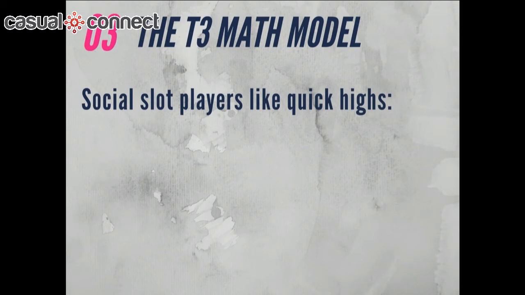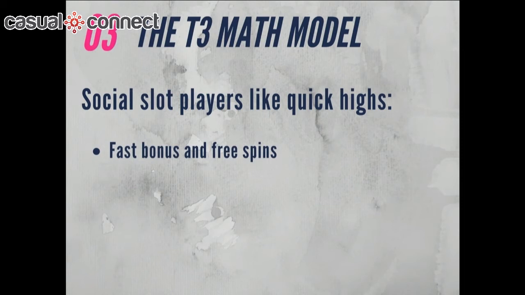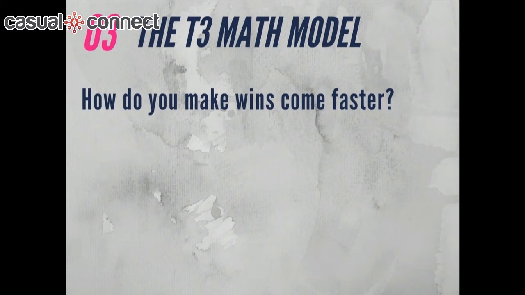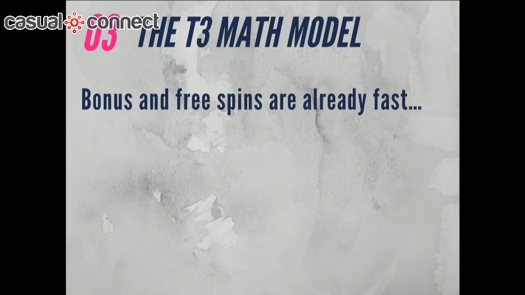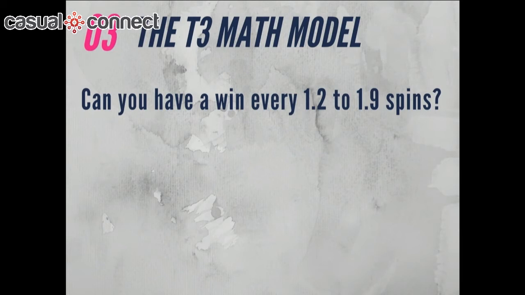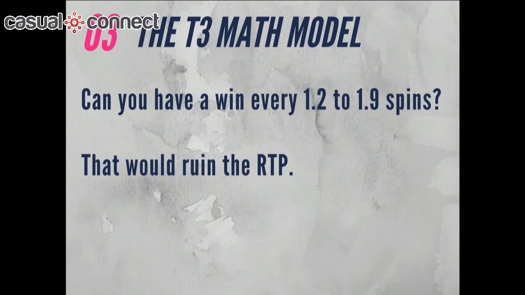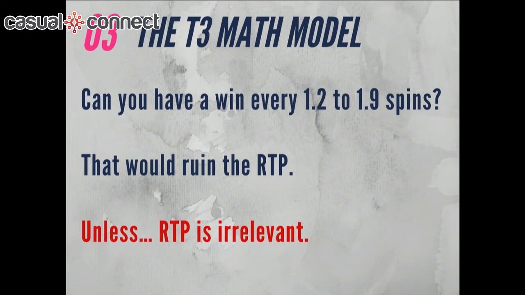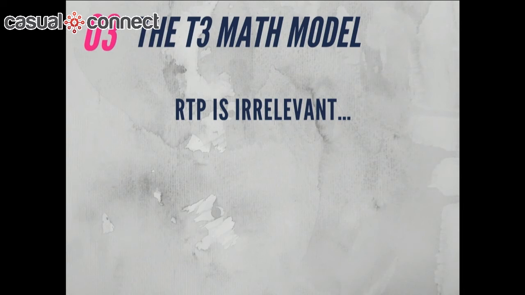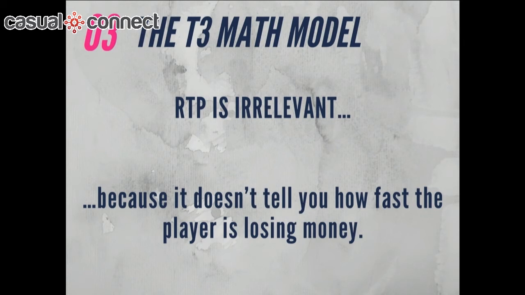So what do social players like? They like quick highs. They like fast bonus, fast free spins, and fast wins. We know this. How do you make wins come faster? Is it bonus or free spins? You can make that come faster, but it's not going to change a lot. But can you have a win every 1.2 to 1.9 spins? If you do, that would ruin your RTP. It would bring it to more than 100, which it shouldn't be. Unless RTP is irrelevant. So here's the thing, RTP is irrelevant because it doesn't tell you how fast the player is losing his money.